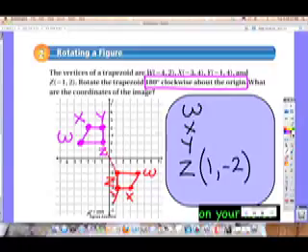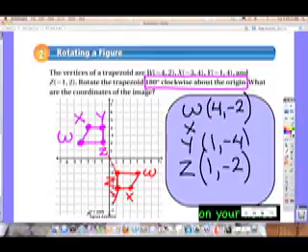Y is 1, -4. Thanks, Tegan. Last one. Do you know where X is down? Where is it? 3, -4. Whew. How many of you agree with those? We good? So there's one about the origin.